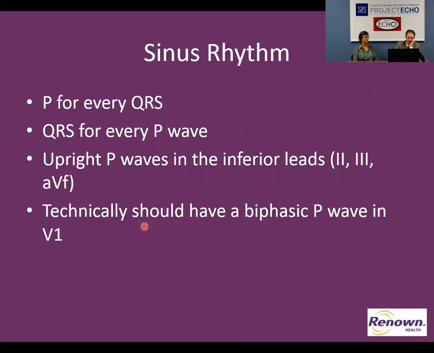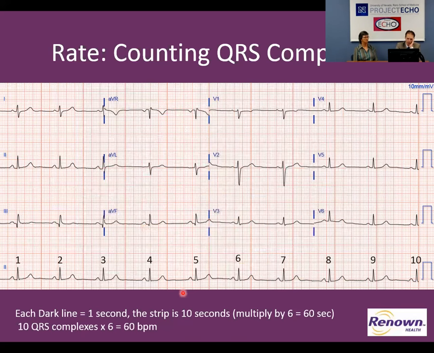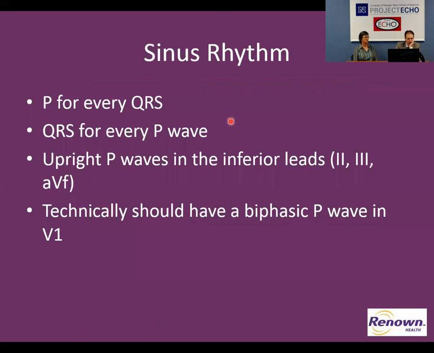Technically, in sinus rhythm, you should have a biphasic P wave in V1. Most of the time that is not going to be the case. The idea is that this upgoing part is right atrial contraction, and the downgoing part is left atrial contraction. If the downgoing part of that P wave in V1 is very negative, more than one box by one box, then that is often seen with left atrial enlargement. So just to review some of the criteria for sinus rhythm.